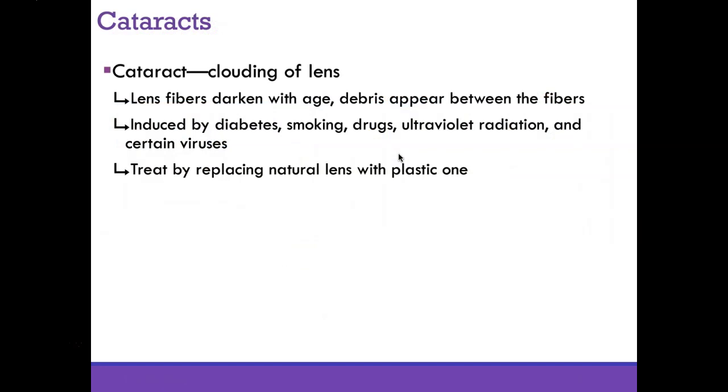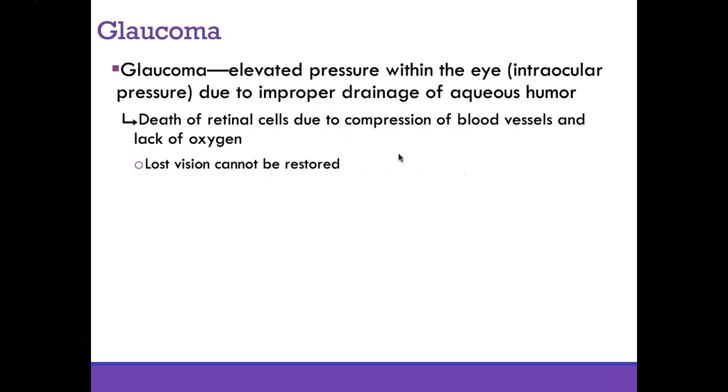I'm not going to talk about too many disorders. I think I've spoken enough about the eye. It's good to get some familiarity with cataracts and glaucoma. Glaucoma is when there's too much pressure in the eye, intraocular pressure, and that's because aqueous humor isn't properly drained. And if you don't drain your humor, you build up too much pressure, and that can cause the retinal cells to be compressed. And the blood vessels are compressed, so they have no oxygen. And once you have glaucoma, you cannot restore vision.